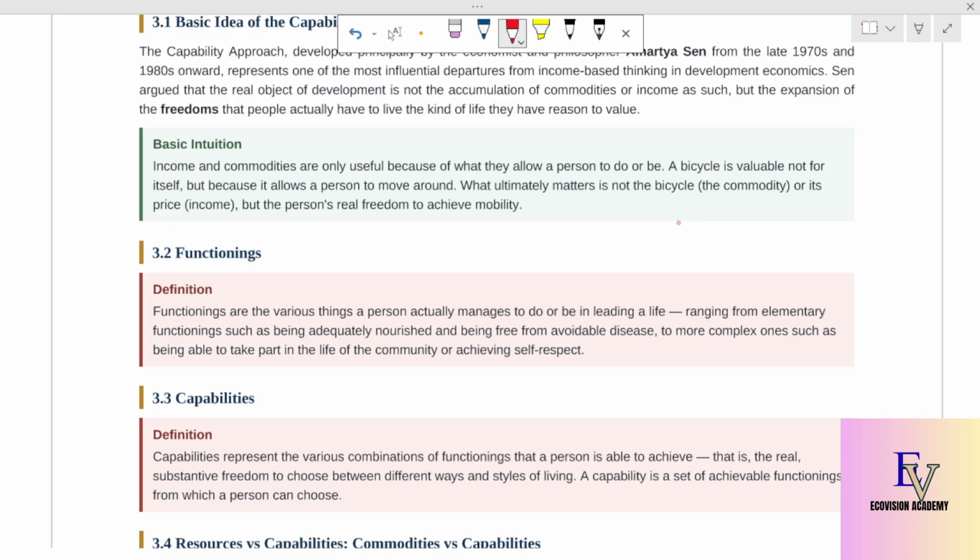For example, a bicycle is valuable not for itself, but because it allows a person to move around. Just like that, I may have an income, but I cannot spend that income as I wish, because I do not have the freedom in my country.